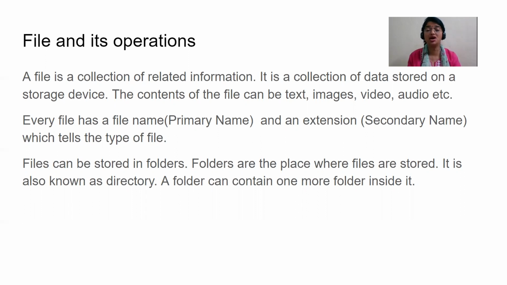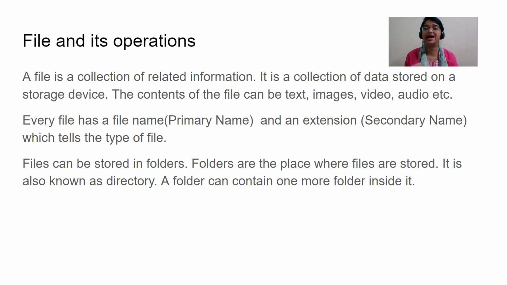And where do I store? I store it in a storage device, maybe hard disk or in a pen drive, or maybe in a DVD or in a CD or any sort of external device. Now, this collection of related information about the students can be called a file. And what can be the contents of a file? It can be either text or it can be image, it can be video, audio, or anything. A multimedia type of data a file can store.